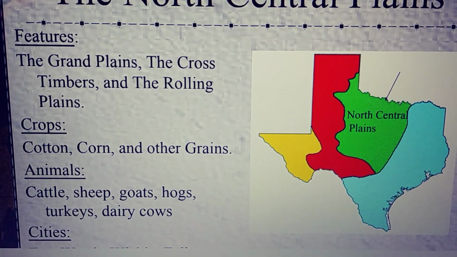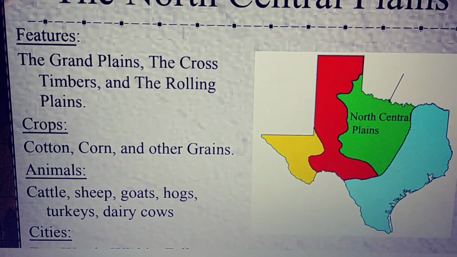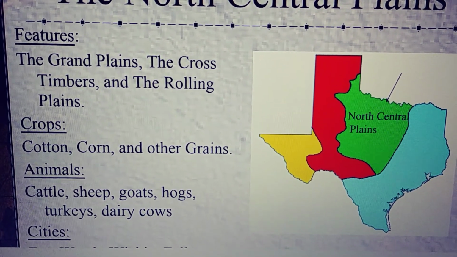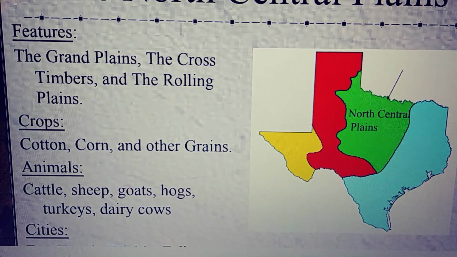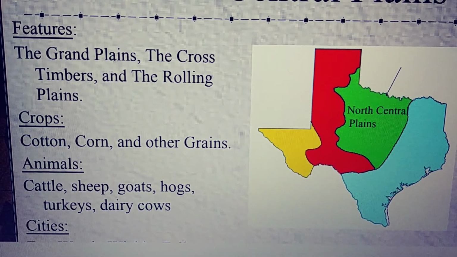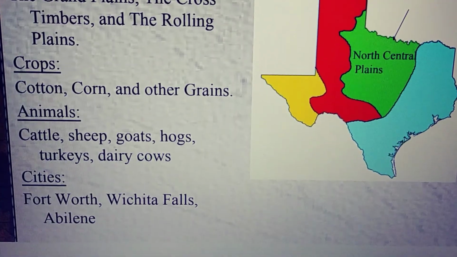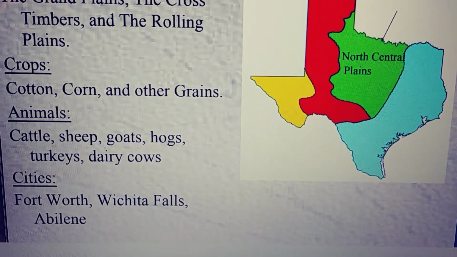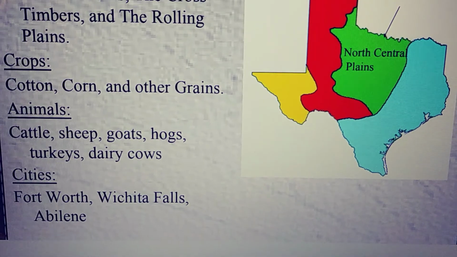The features, they have the Grand Plains, the Cross Timbers, and the Rolling Plains. What kind of crops do they have there? They grow cotton, corn, and other grains. Hey, do we eat bread? Yeah, we do. What kind of animals do they raise? Cattle, sheep, goats, hogs, turkeys, and dairy cows. What are the main cities in that region? Fort Worth, Wichita Falls, and Abilene.